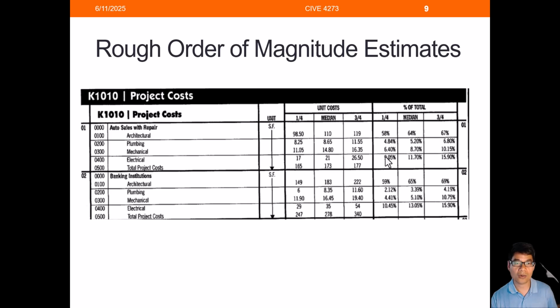Since this is a rough order of magnitude, the precision is pretty rough. So RSMeans has different types of unit cost. For example, this is the 25th percentile, with a different unit cost for that. And then this is the median. Median means 50% of the time the project is going to be under this unit cost, or 50% of the time the unit cost is going to be above that number. So they also have the third quartile.